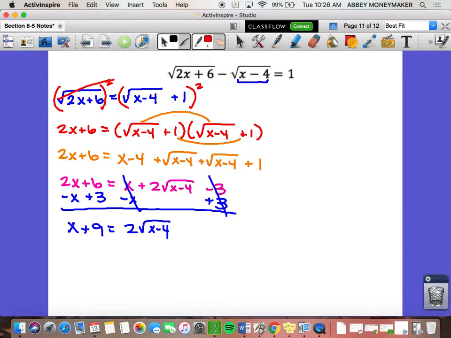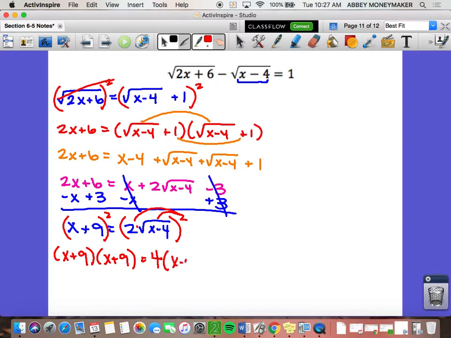Again, I do not want to divide by the 2 here because that would give me fractions. So I'm going to go ahead and square both sides. So that gives me x plus 9 times x plus 9. On this side, since it's multiplied again, all I have to do is just square the entities in here. So that would give me 4 times x minus 4.